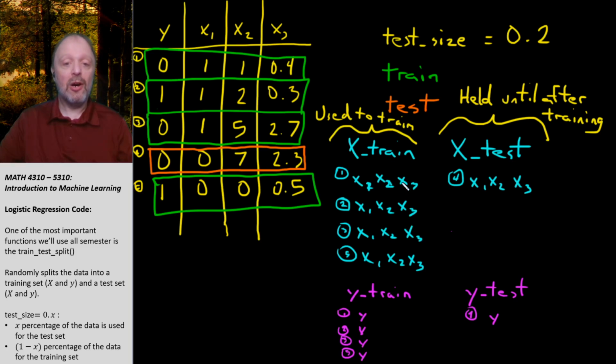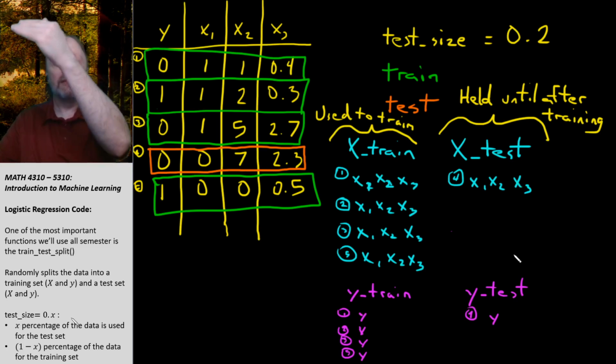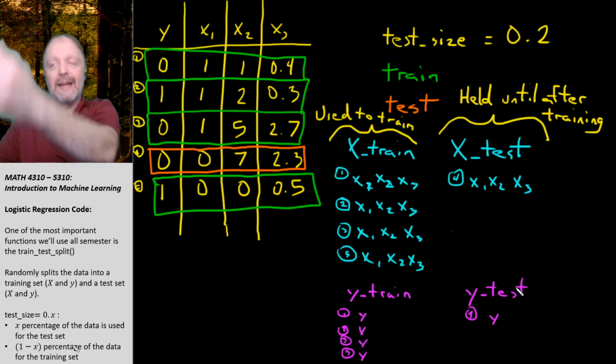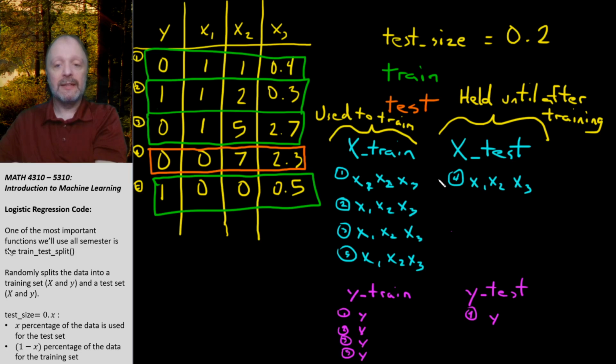Then it takes all of the features from the training examples, puts them in X-train, takes all the outcomes in the training examples, puts them in Y-train, and then does the same thing for the test, for the X test and the Y test. Except it doesn't use these to train with, it uses them to test versus. I hope that makes sense.